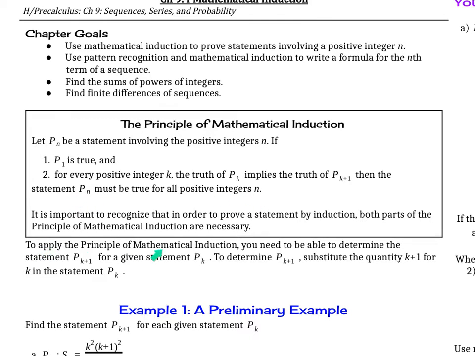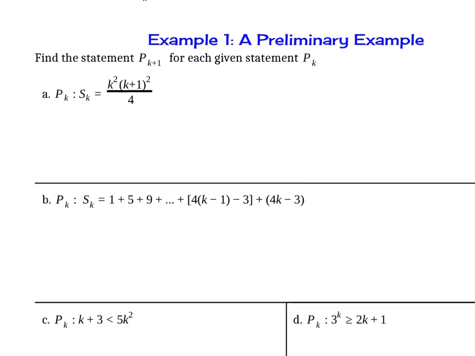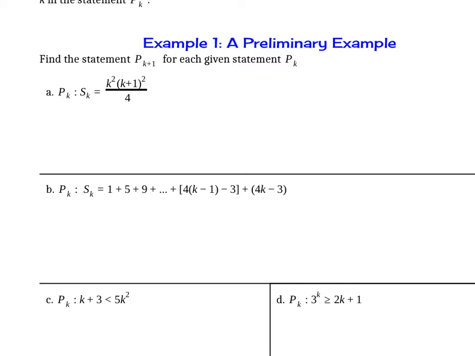Now, to apply the principle of mathematical induction, you need to be able to determine the statement P_(k+1) for a given statement P_k. To determine P sub k plus 1, we're going to substitute the quantity k plus 1 for k in the statement P_k. So we're going to start to do that first with our example 1, just plugging in k plus 1 and seeing what that looks like. That's going to help us in our induction in a little bit.